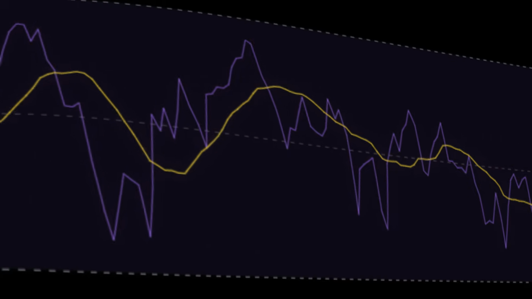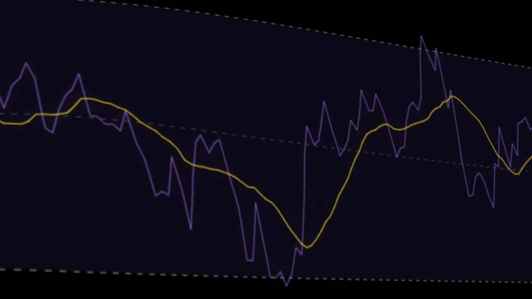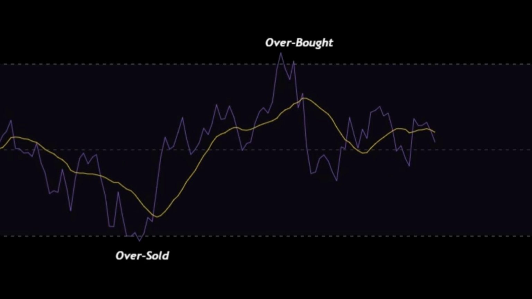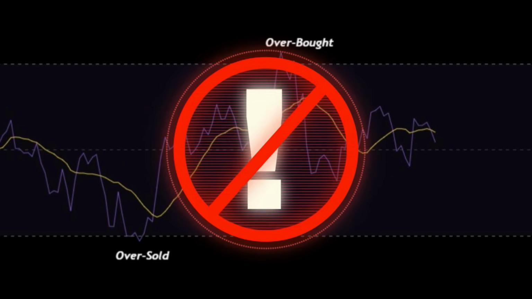The RSI indicator is one of the most reliable indicators in trading. It gives you simple information, like when the market is overbought, that is when the RSI moves above 70, or even oversold, when it drops below 30. But here's the thing, that overbought or oversold signal isn't what we're focusing on today.